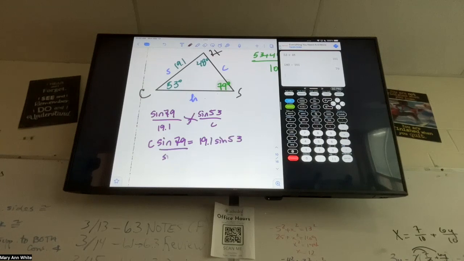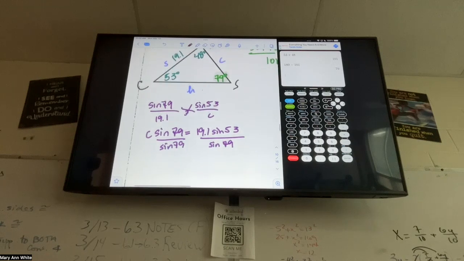And what I'm about to plug in my calculator is going to be 19.1 sine of 53 divided by sine of 79. And I get 15.5. Does that look good to you guys?